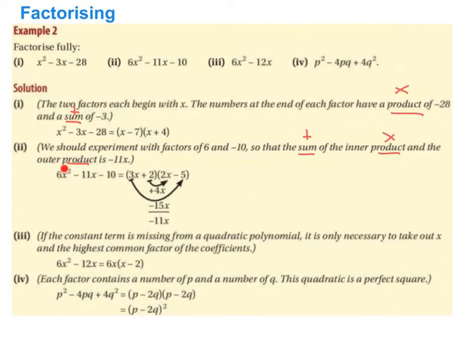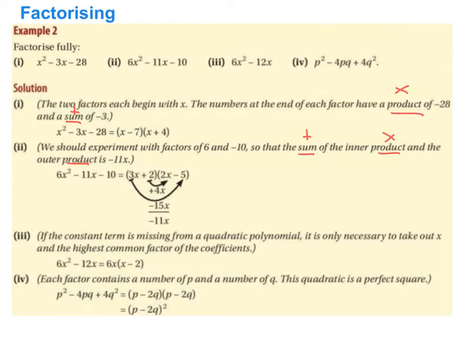So factors of 6x squared in the front of my bracket are going to be 3x and 2x because 3x by 2x is 6x squared. And then we need to decide on what our other terms are going to be. So we can mess around with the factors of 10 and end up with 2 and 5. And we can check are we right by getting the product of the inner and outer terms. So the inner terms, 2 by 2x is 4x, and the outer terms, 3x by minus 5 is minus 15x, and 4x minus 15x is minus 11x, which is what we want.